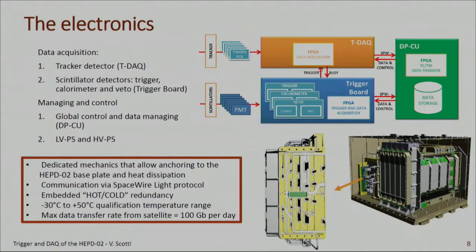All the electronics is in a dedicated box, and the communication between the boards is done via the SpaceWire Light protocol. Each electronic board has an embedded hot and cold redundancy. The temperature range for this system is wide, and all the electronics was qualified between -30 and +50 degrees. The system is designed to cope with the maximum data transfer rate that we have from the satellite.